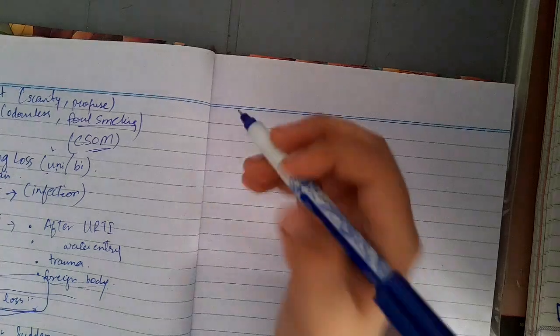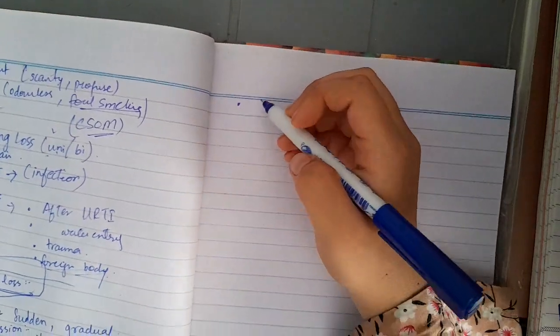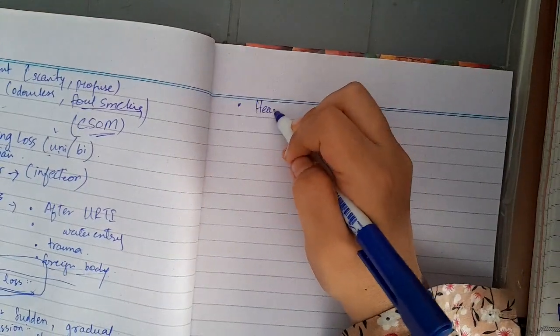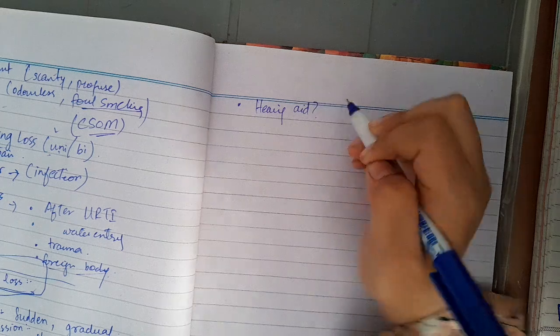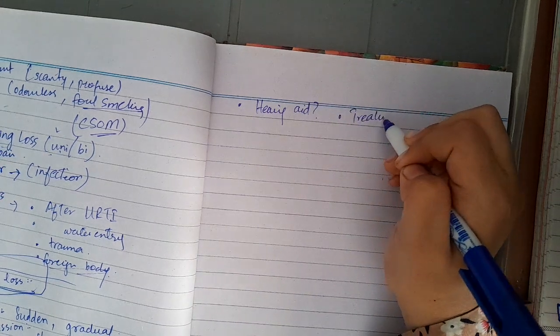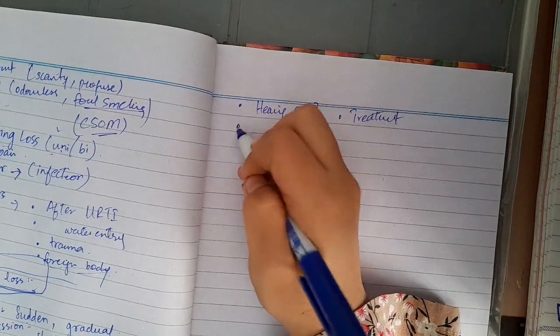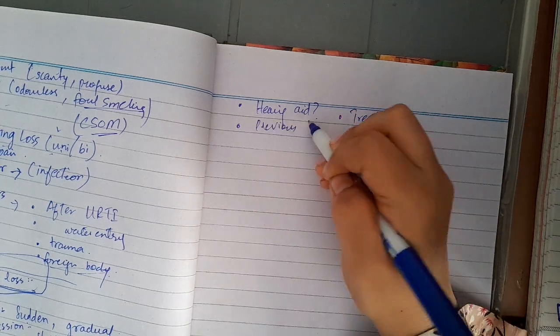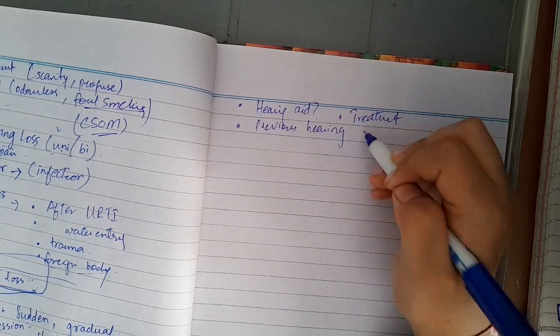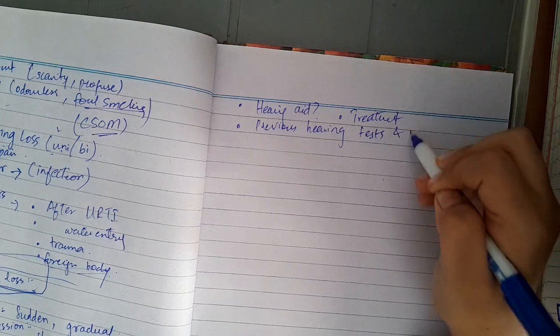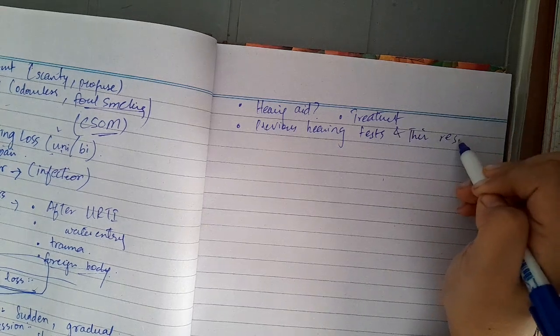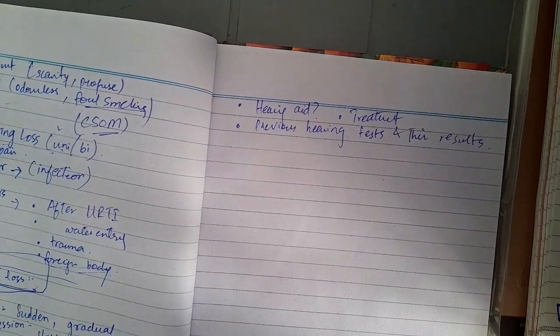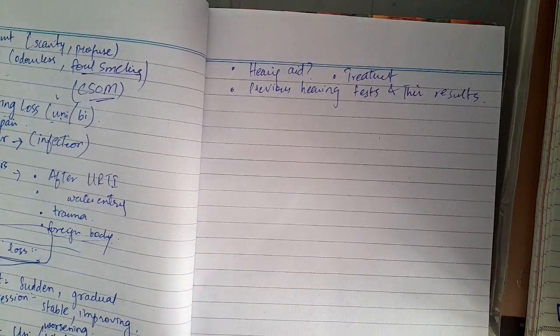Alright, so we discussed the associated symptoms. Next we will ask if the patient has used any hearing aid, any treatment to restore his deafness, or any previous hearing test done. Previous hearing tests and their results. Okay, you're gonna ask about this to the patient and then see what the patient responds with.